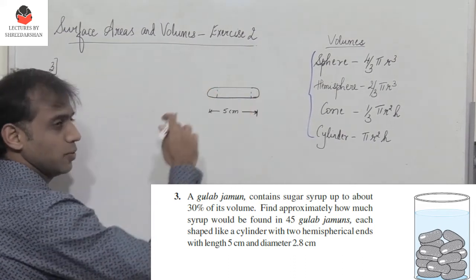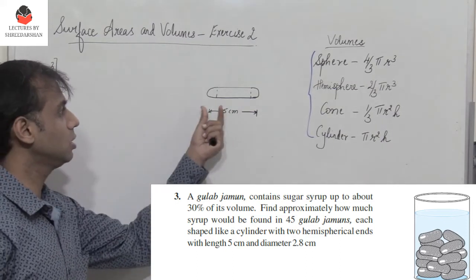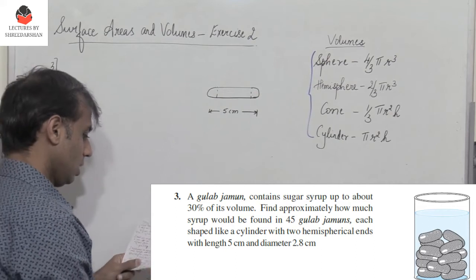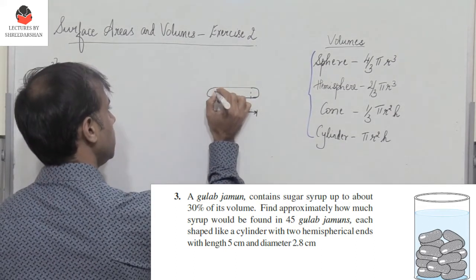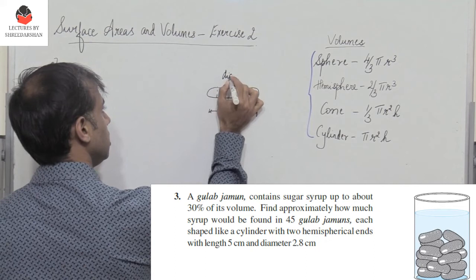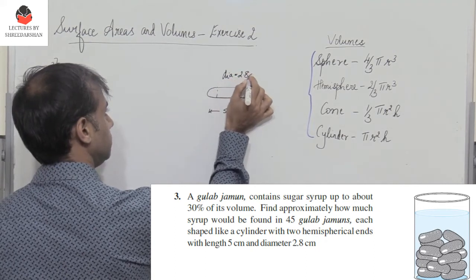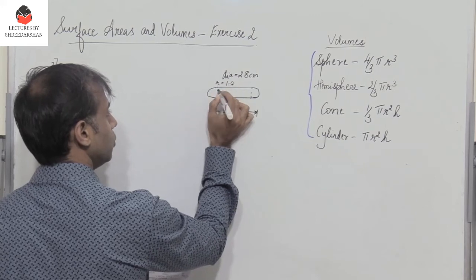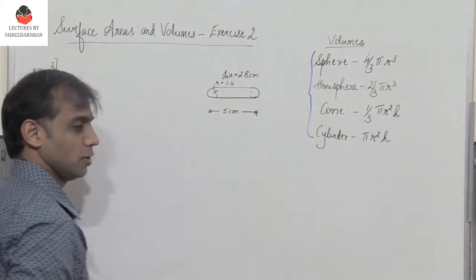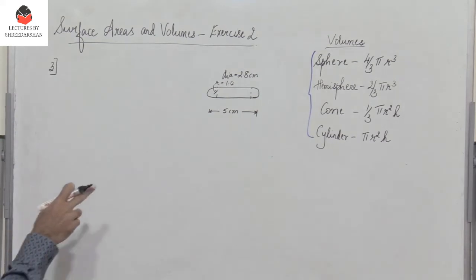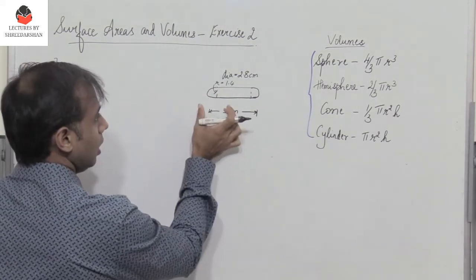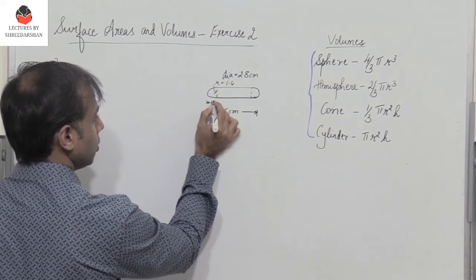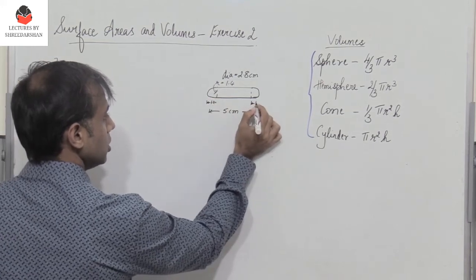Okay, so this is the shape of a gulab jamun. It's like a cylinder with two hemispheres on either side. Now the diameter is 2.8, so the radius is 1.4. This is the same radius as the cylinder too. So the radius is 1.4, this is 1.4, and this also is 1.4.